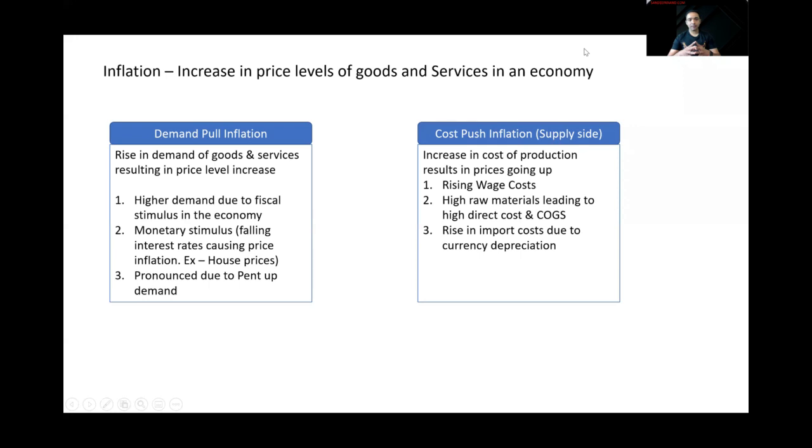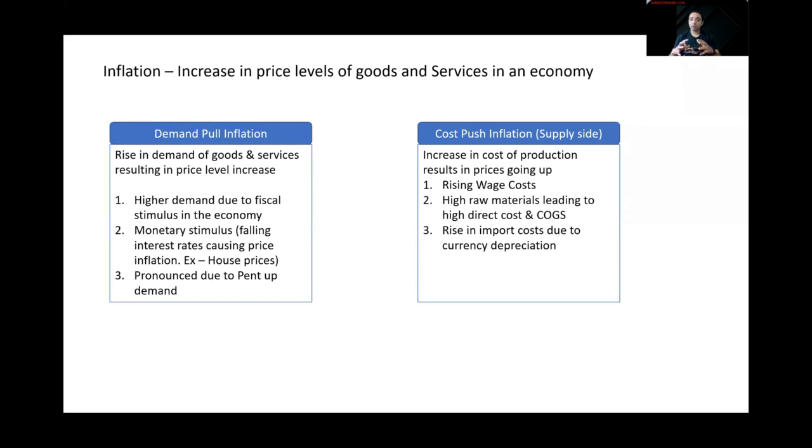Let's get into that. Now, on your screen is a basic definition of inflation, which is an increase in price levels of goods and services in an economy. Pretty much that's all inflation means. And there are two basic types of inflation as per the neo economists, which is demand pull inflation, and on the other side is cost push inflation. And there are many other types, but I want to call out the main two categories.